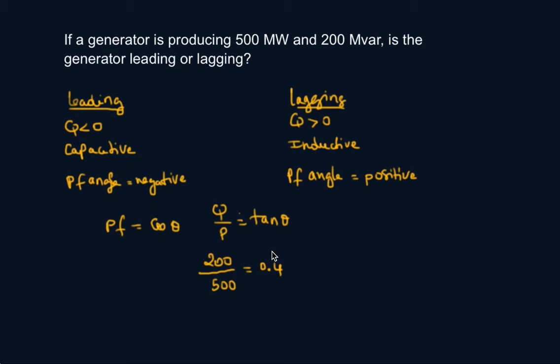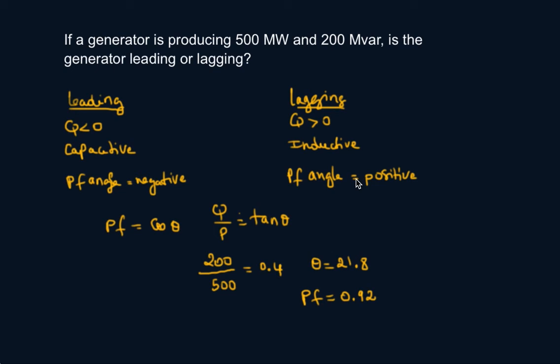So we can take the inverse tangent of 0.4. Let me use my calculator. And I got 21.8. So theta is equal to 21.8. My power factor angle is positive in that case, and the power factor is, of course, cosine of that, 0.92. So we calculated the angle is positive, so the generator is also lagging. You can do it that way as well.